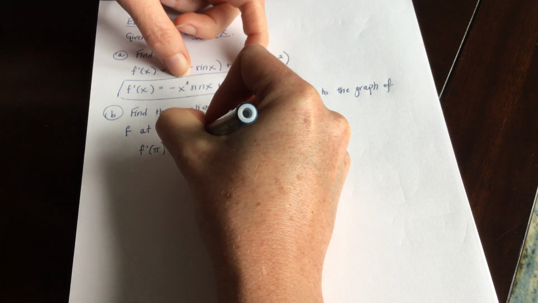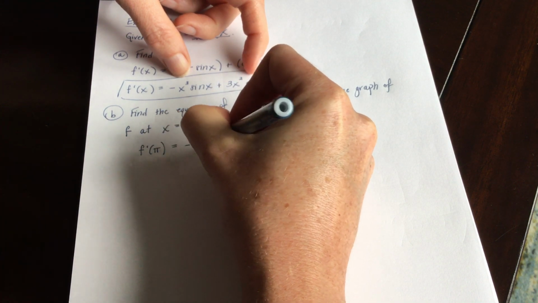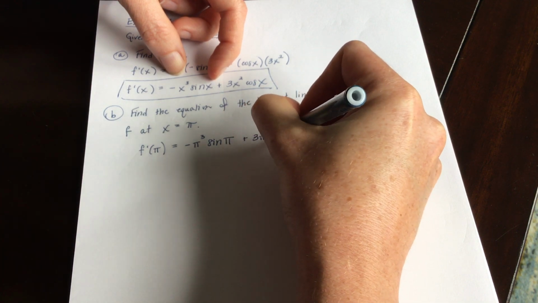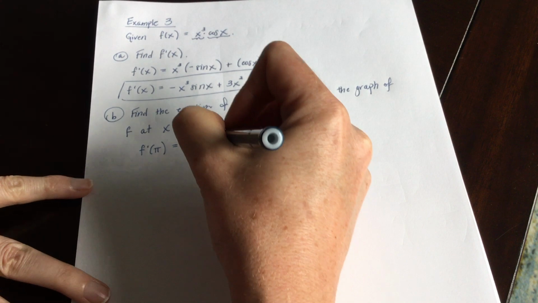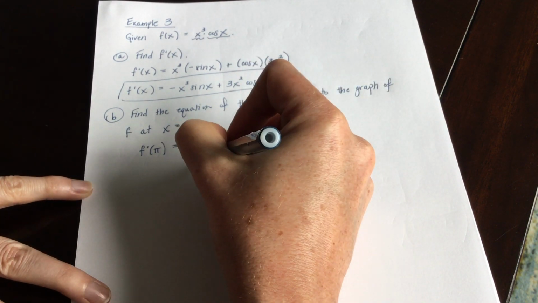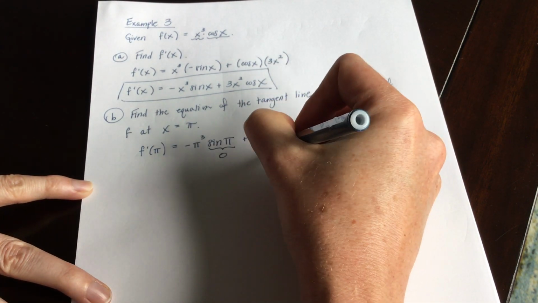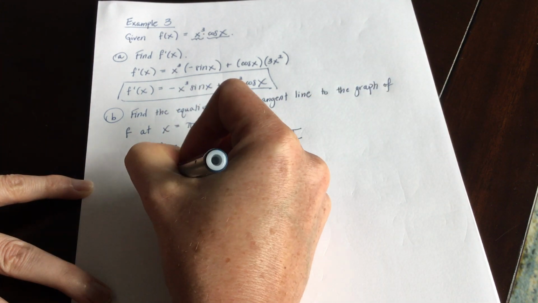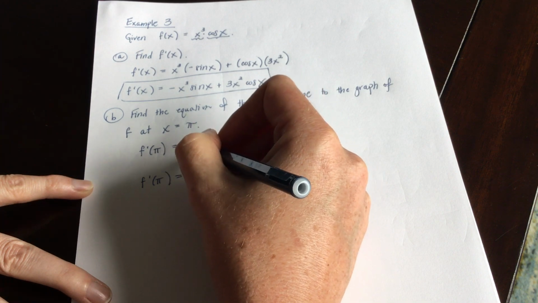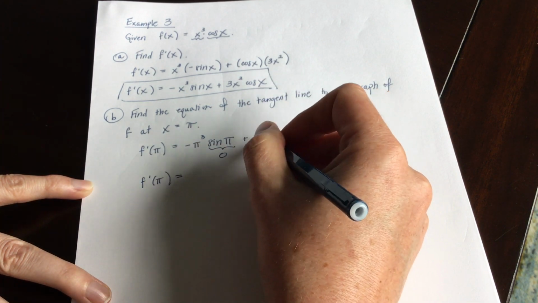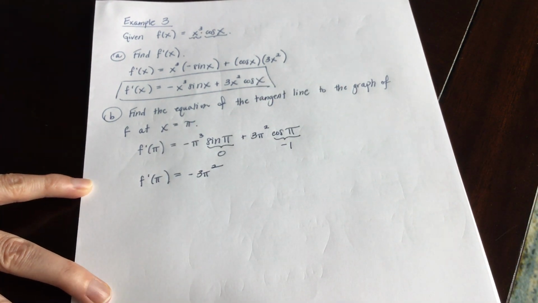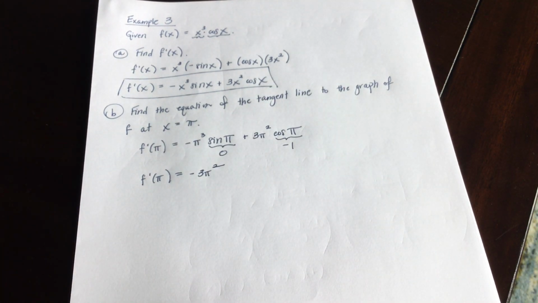So we'd have negative pi cubed times the sine of pi plus 3 pi squared times the cosine of pi. So what's the sine of pi? That's 0, right? And the cosine of pi is negative 1. So f prime of pi simplifies: this entire term goes to 0, and you end up with 3 pi squared times negative 1, or negative 3 pi squared. All right, so there's the slope of your tangent line.